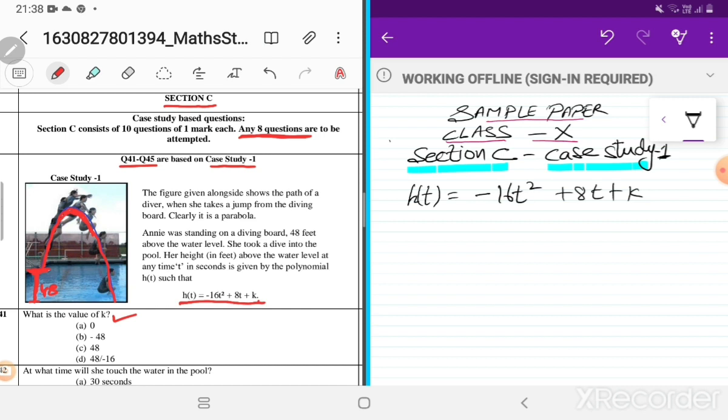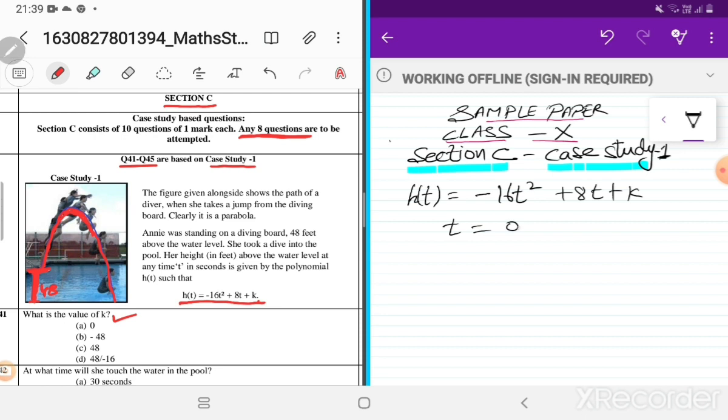What does this case tell us? Annie was standing on a diving board 48 feet above the water level. So children, here that girl is standing on the board. उसने अभी डाइव नहीं किया है, so it means time is zero. That girl is standing at the board for diving, but she hasn't dived yet. तो यहाँ ये कितने हाइट पे है? 48 पे है, right. So the time is zero because उसने डाइव तो किया ही नहीं अभी, she is standing on that board.